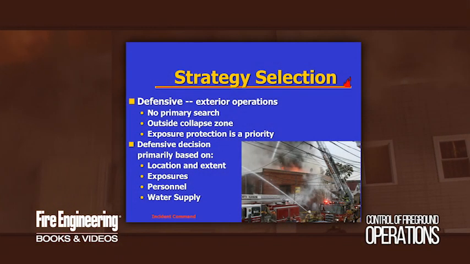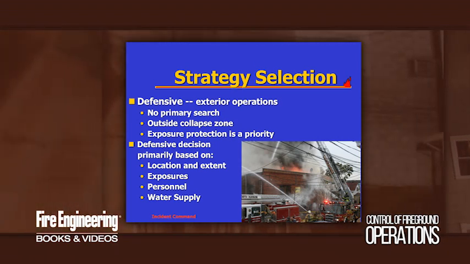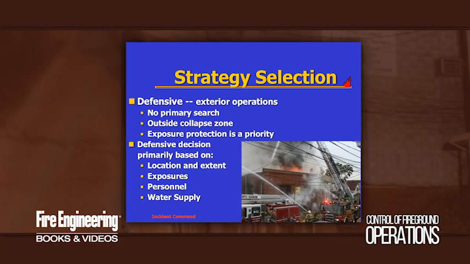Defensive, exterior operations, no primary. So we went from a good primary to no primary, right? Outside the collapse zones, exposure protection is going to be our priority here, and our decision is generally made on where is it and how big is it, what are our exposures, how many people do I got, and what's my water supply. Any limitation there is generally going to push us more towards that defensive spectrum, all right?